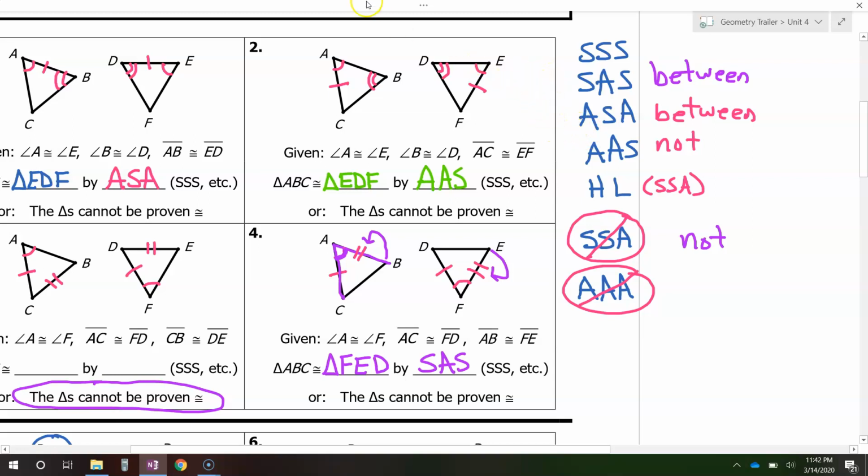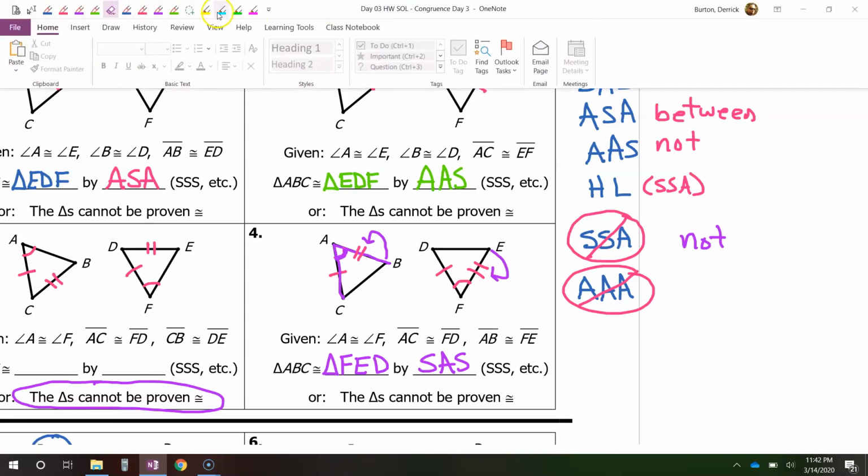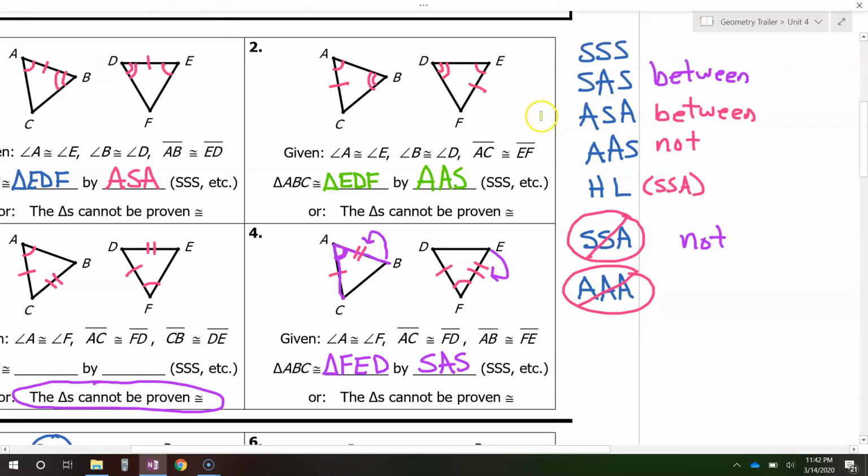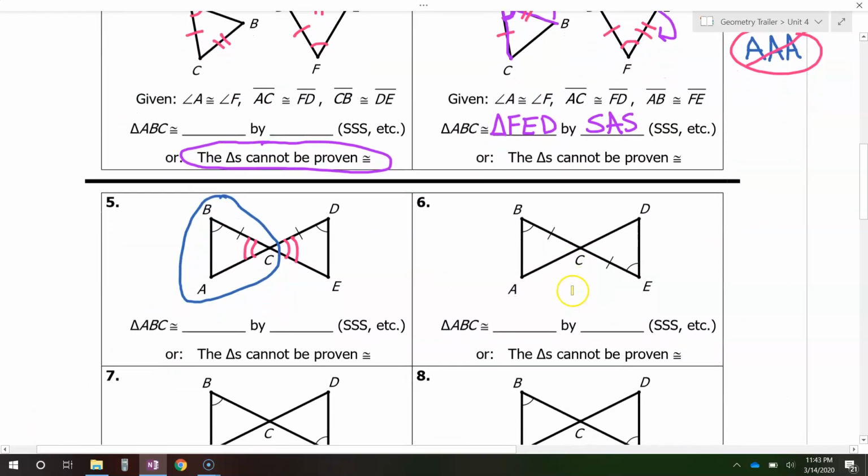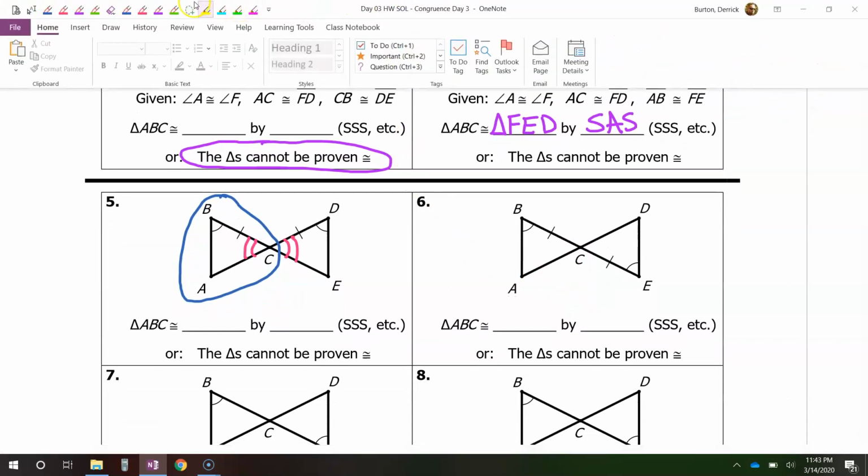Okay, 2 angles and a side. So the possibilities are, it might be angle, side, angle, or it could be angle, angle, side. Those are the 2 things that have 2 angles and a side. If the side is between the 2 angles, it'll be angle, side, angle. If the side is not between, then it's angle, angle, side. So let's see which it is.